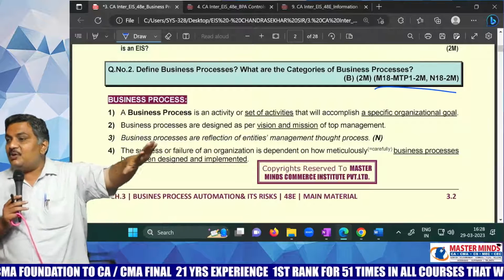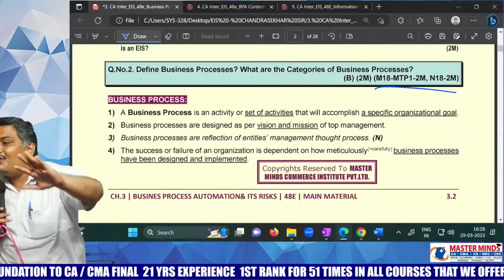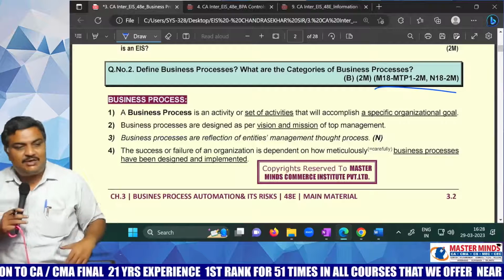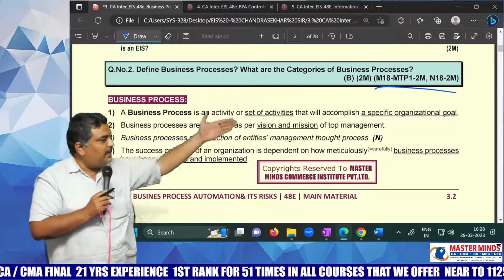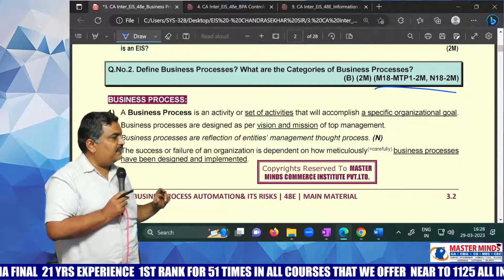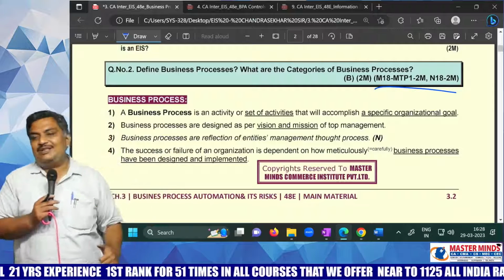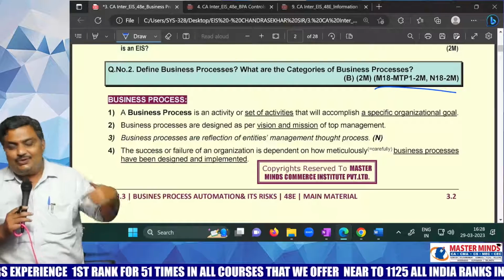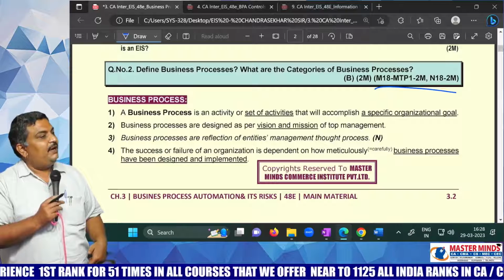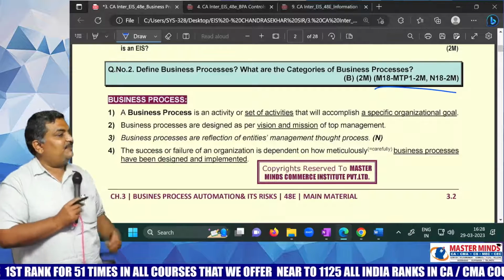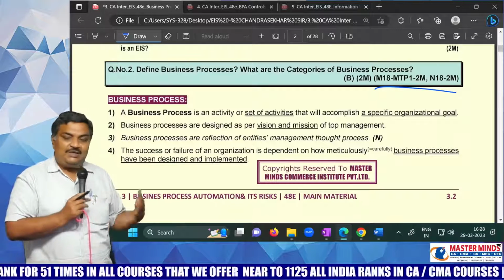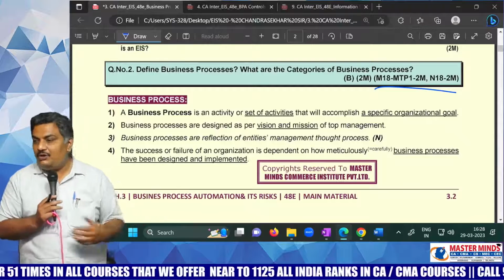And these business processes will change from organization to organization. In a bank, what is a business process? Depositing money, withdrawing money, account transfer. These are all business processes. In a hospital, what is a business process? Giving an injection to a patient, performing an operation on a patient. These are all business processes there. So business processes vary from organization to organization.